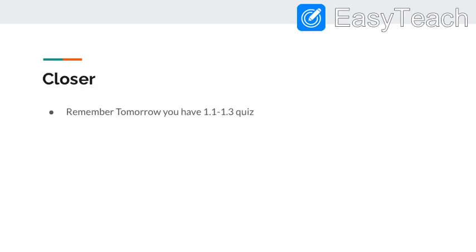Remember, tomorrow you have your 1.1 to 1.3 quiz. So absolute value is not on there, but everything from 1.1 through 1.3 is. Good luck.